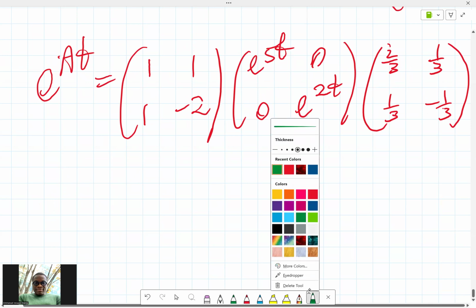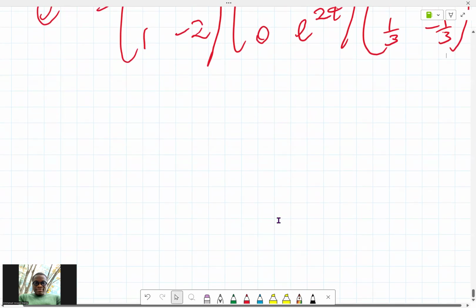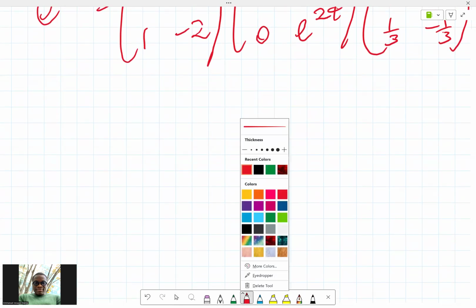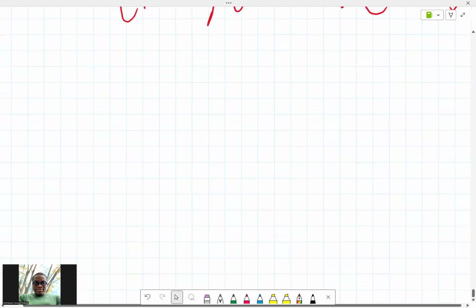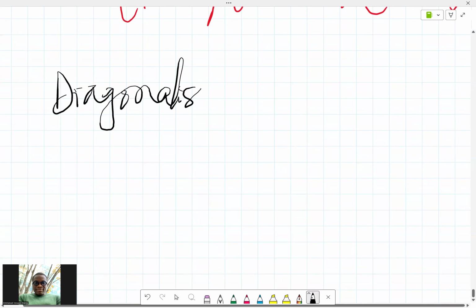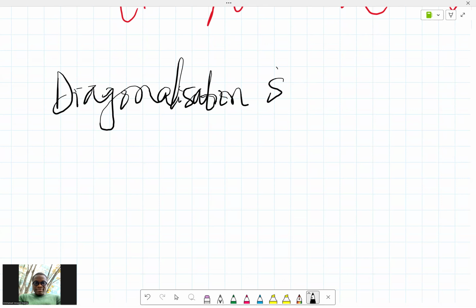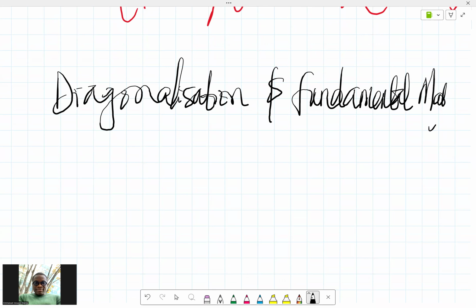Let's switch gear now. We now talk about diagonalization and fundamental matrices.